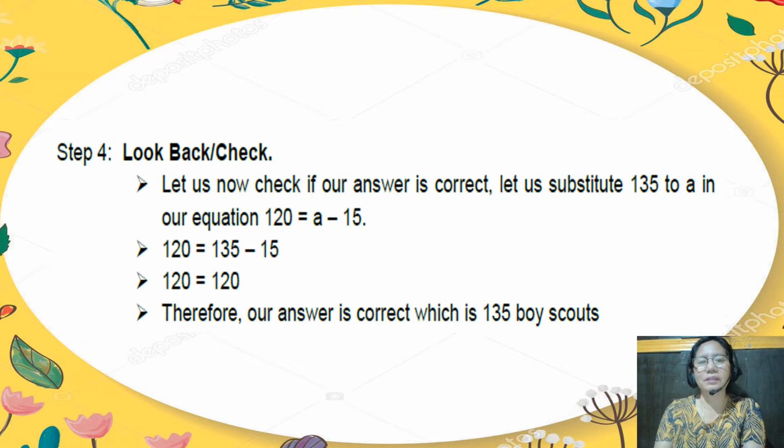So let us substitute 135 to our equation. 120 is equal to A minus 15. Remember that our A is 135. So 120 is equal to 135, which is the value of A, minus 15. So 120 is equal to 135 minus 15, which is also 120. So our answer is correct. 135 Boy Scouts in cluster A.